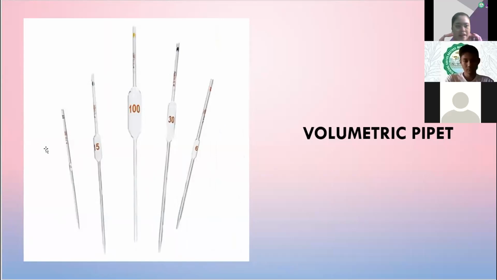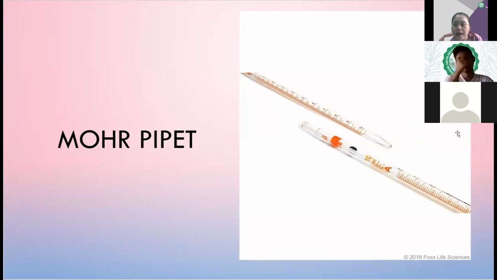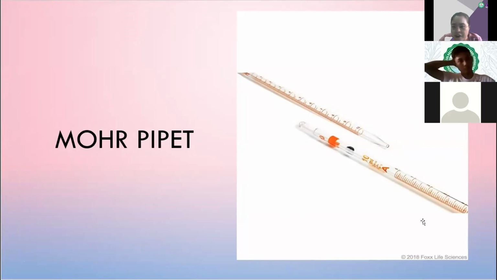Okay? Next, we have here the Mohr pipette. So ito naman delivers variable volume of our liquid. Kung sinabing variable, kung gusto mo 5 ml lang, 5 ml lang yung i-deliver mo. You can see it naman sa graduation niya na kagaya sa burette, maraming linya. So hindi talaga necessary na 10 ml lang talaga, just like with the volumetric pipette a while ago.